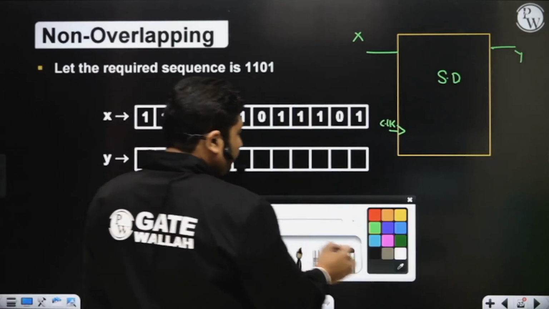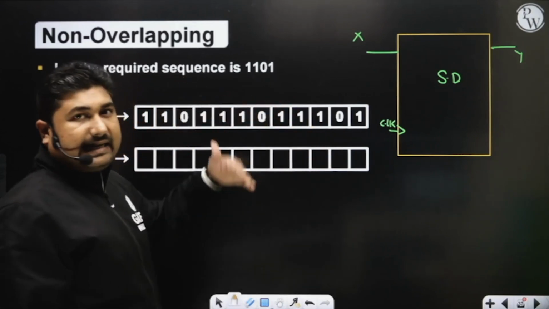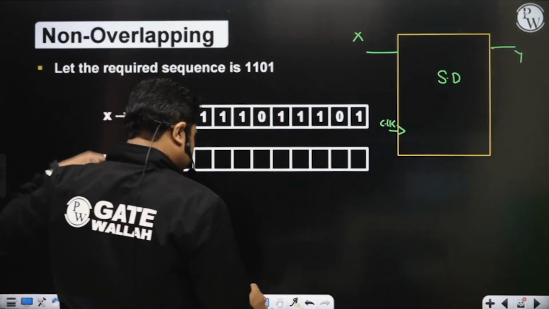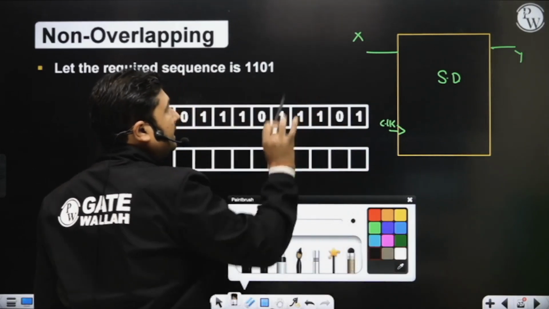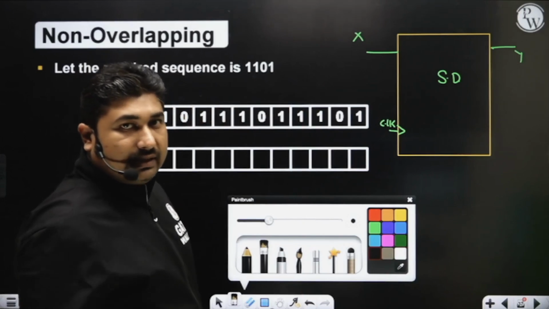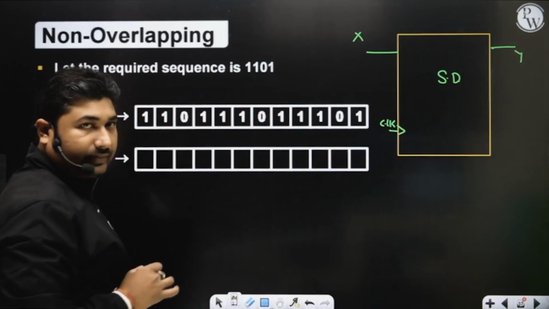Now, let us suppose we are interested to design a sequence detector for 1101. You can design it for any sequence. It is not mandatory that you have to design it for 1101 only. You can design it for 1011 also. Anything. So let us take an example of 1101.